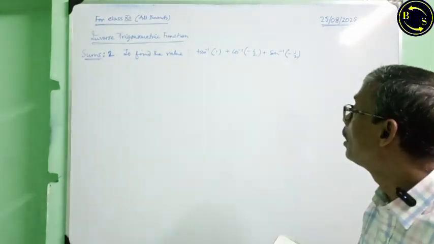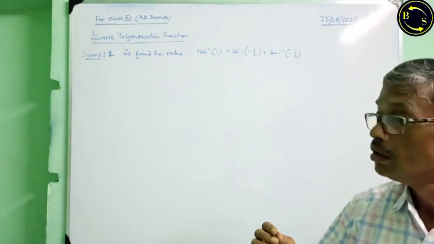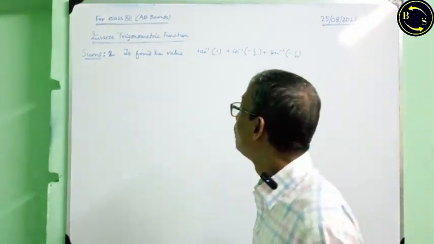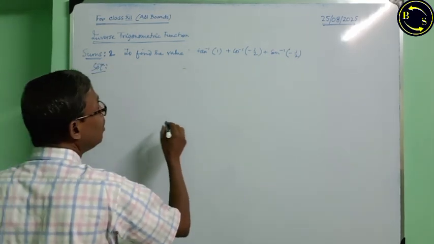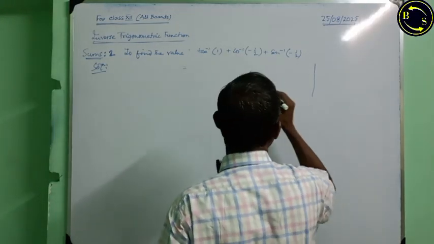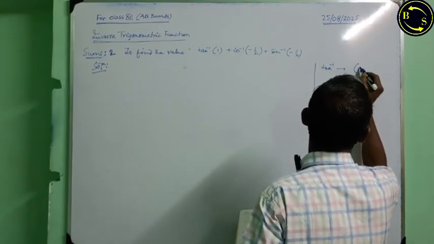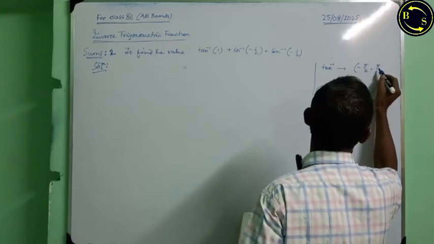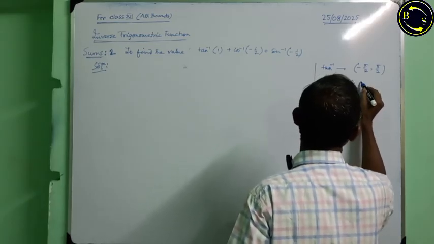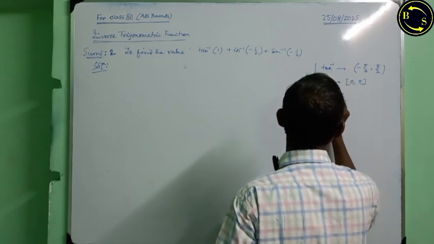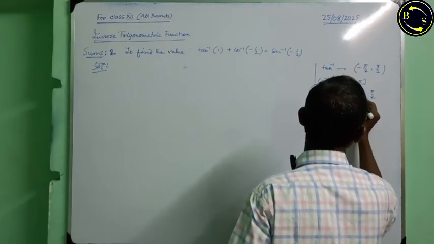Next, I am going to find the value of this one. If it is not mentioned in the question paper, always consider we have to consider the principal value. Then you can mention on the right side for tan inverse minus pi by 2 to pi by 2 principal value range, cos inverse 0 to pi, sin inverse minus pi by 2 to pi by 2 closed interval.